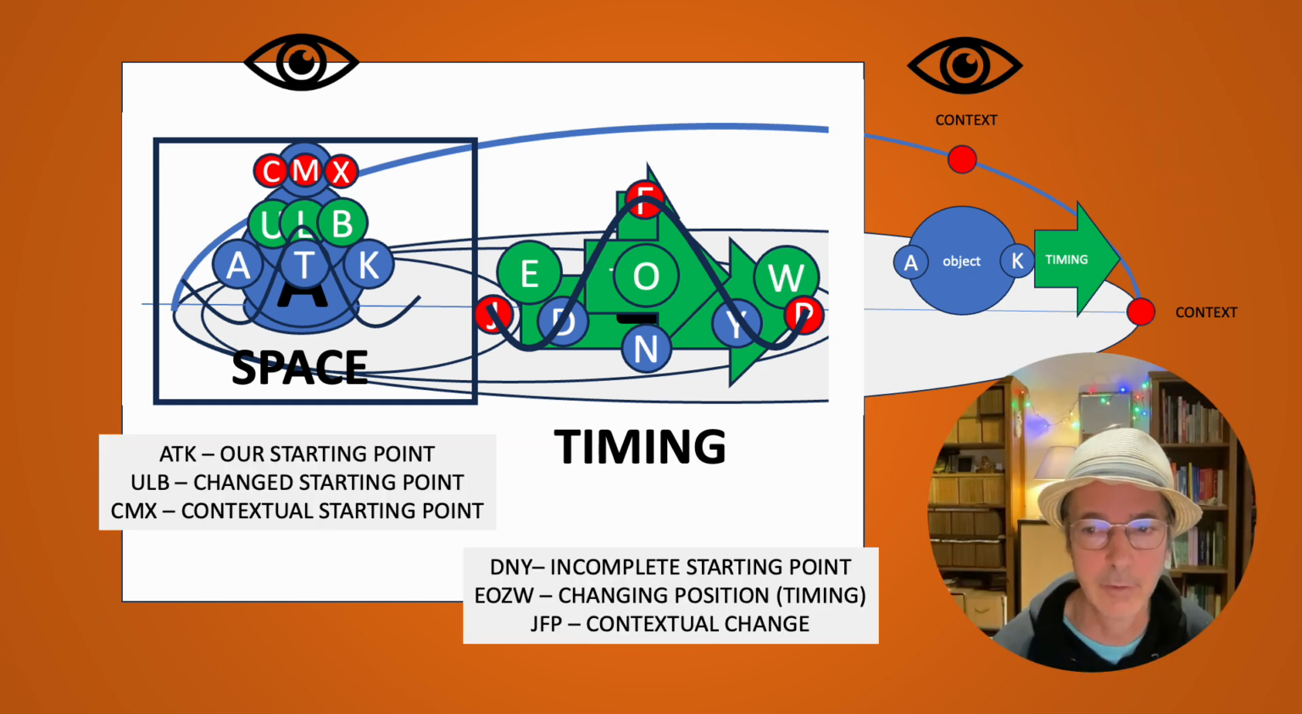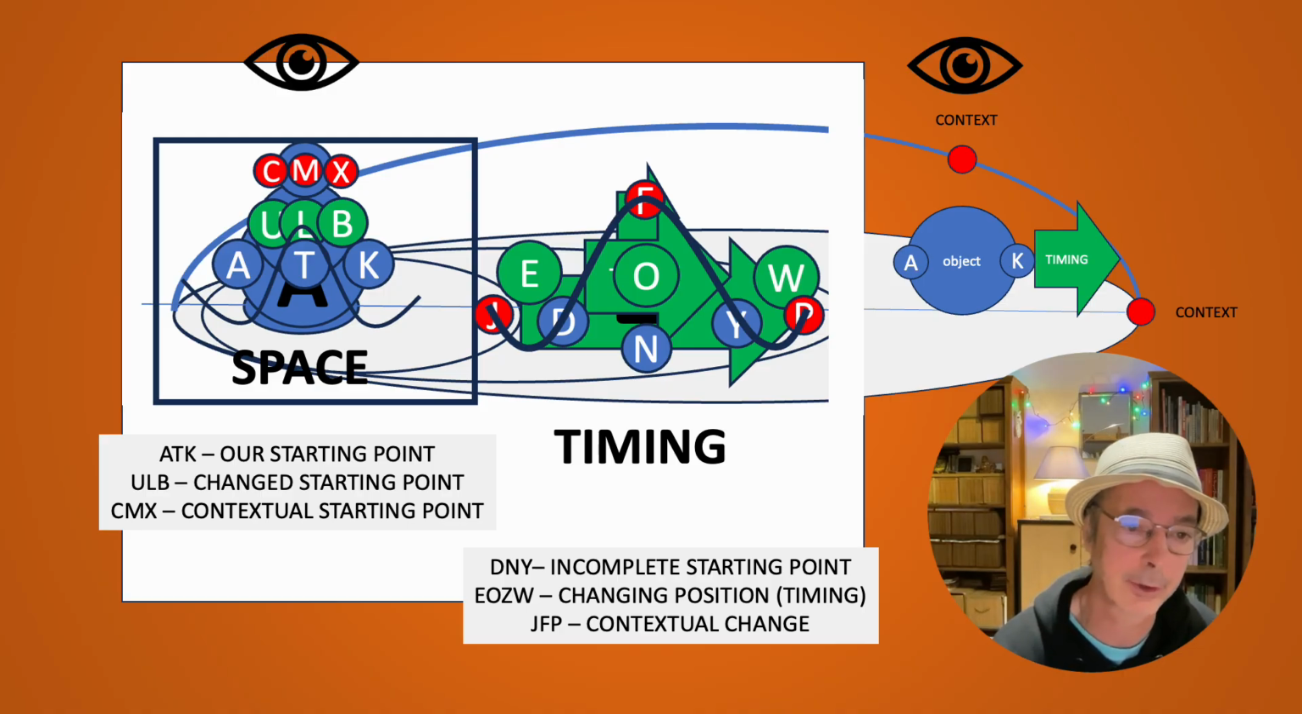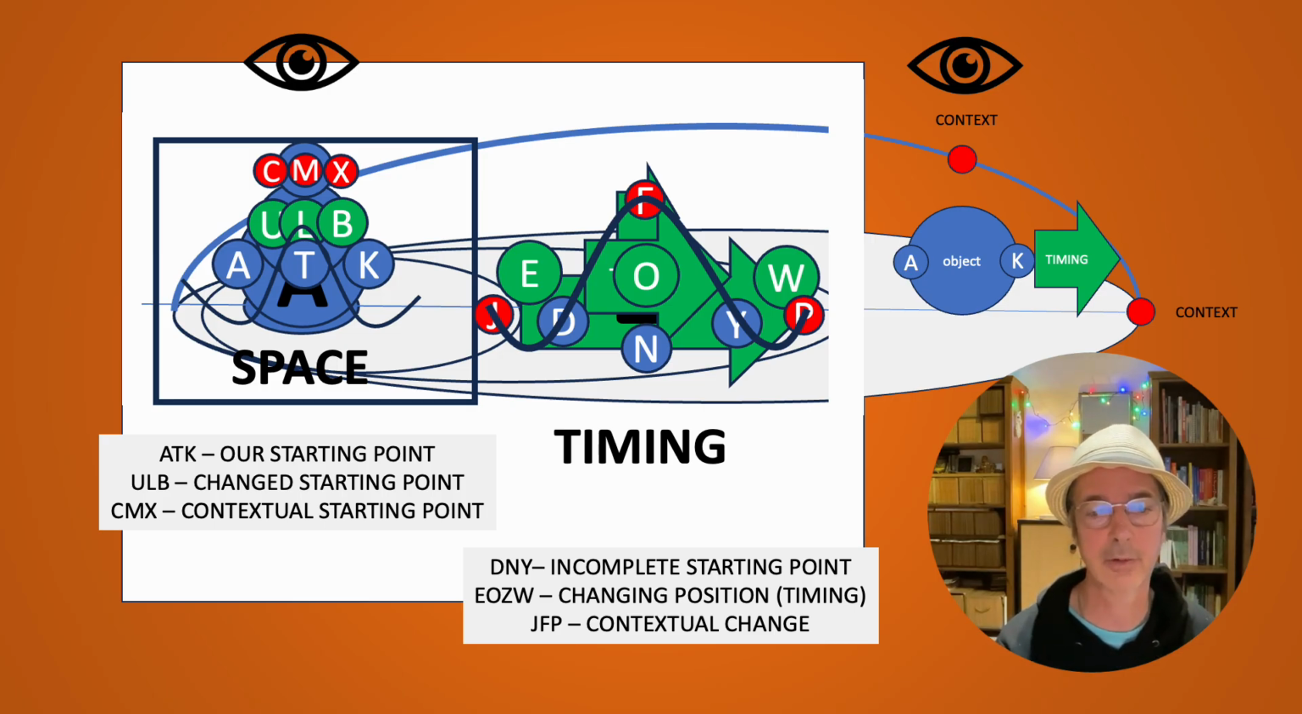So a resume of everything I have: ATK was our starting point. U, L and B were the changed starting point, so they're starting points from somewhere else, which we gradually will get to know how it is in communication and so on. So that's the next level. And the C, M, and X are the contextual starting points. These are what we have in the spatial frame.